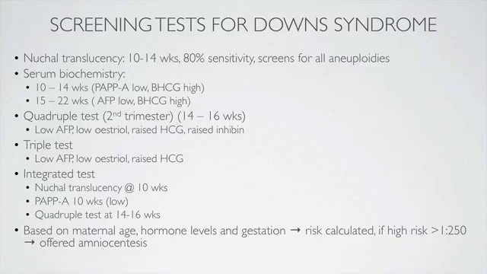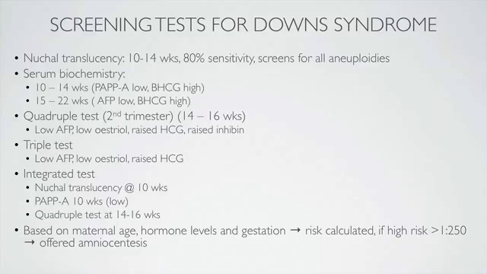So at 10 to 14 weeks, we do nuchal translucency. This is an ultrasound of the nuchal fold, an area at the back of the neck. And if it is thicker than average, the baby is more at risk of Down syndrome. There is the triple test, which is the most common test in the UK. And this tests for alpha-fetoprotein, estriol, and beta-HCG. The AFP is low, the estriol is low, but the HCG is high in Down syndrome.